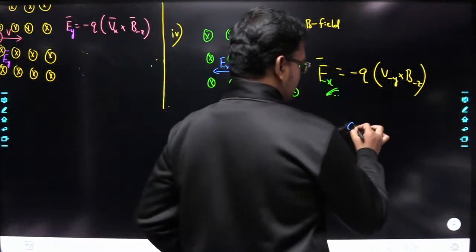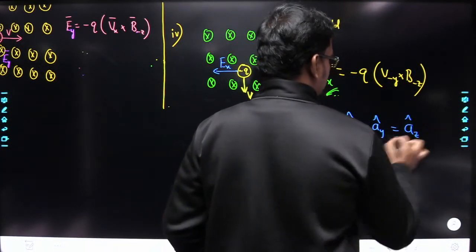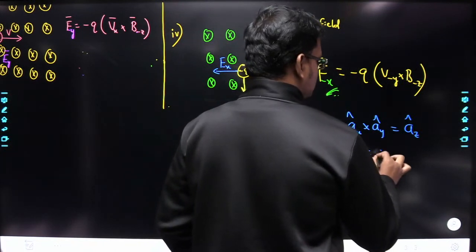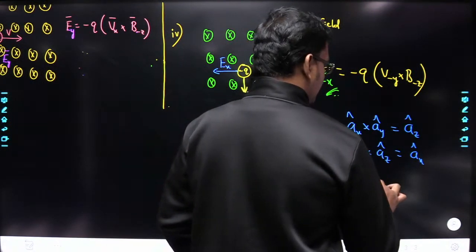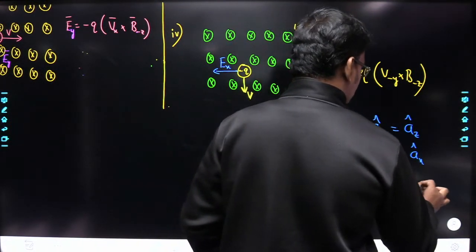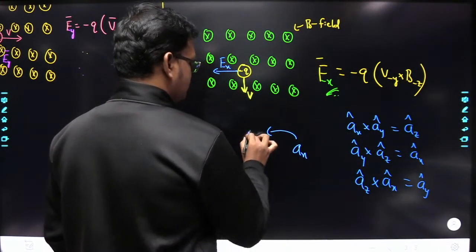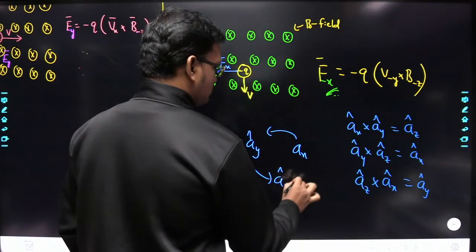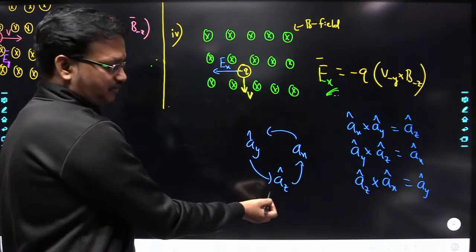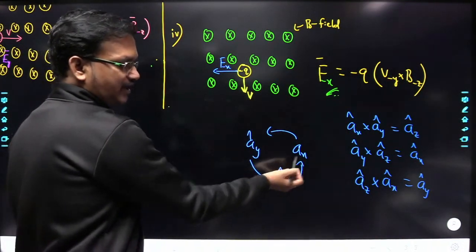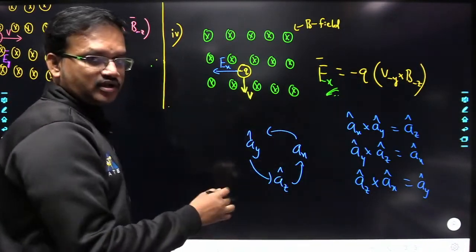See, you have to know these things here. a_x cross a_y is equal to a_z. a_y cross a_z is equal to a_x. a_z cross a_x is equal to a_y. So always follow this one here. If you do a_x cross a_y, you will get a_z. If you do a_y cross a_z, you will get a_x. If you do a_z cross a_x, you will get a_y. If you move in the opposite manner, you have to get negative.